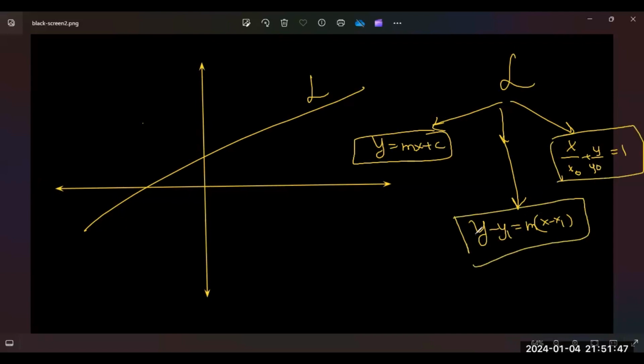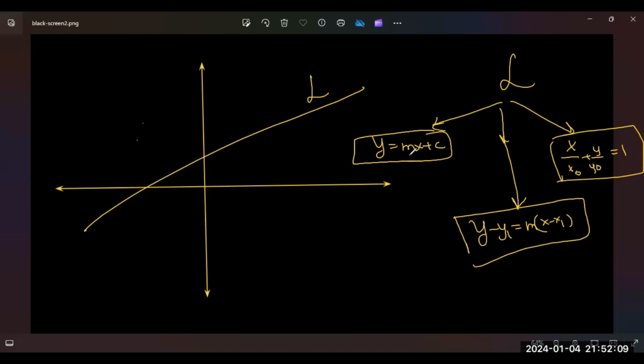Note down these three quickly. I'll explain what each of these means. y equals mx plus c, x by x naught plus y by y naught equals 1, and y minus y1 equals m into x minus x1. So depending on what you're provided in the question, you can utilize that to form the equation.